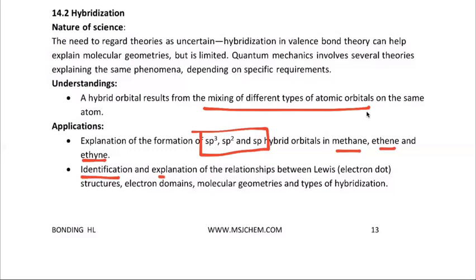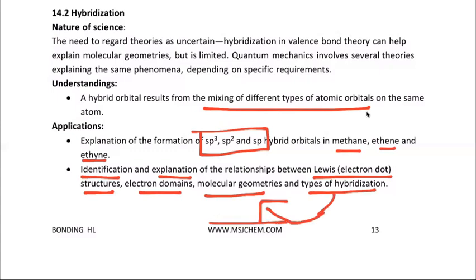Okay. And then the other thing that we need to be able to do is identify and explain the relationships between a few different things. The Lewis dot structure for a compound, how many electron domains it has, what its molecular geometry, that's the shape, is, and then what type of hybridization, because each type of hybridization corresponds to a certain number of electron domains, and a lot of times to a particular shape, a particular molecular geometry.